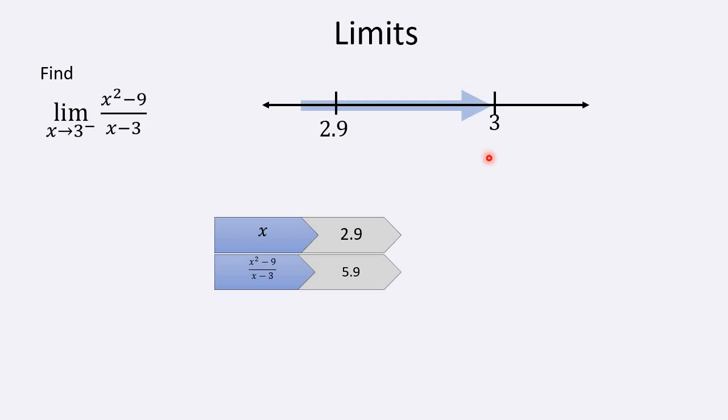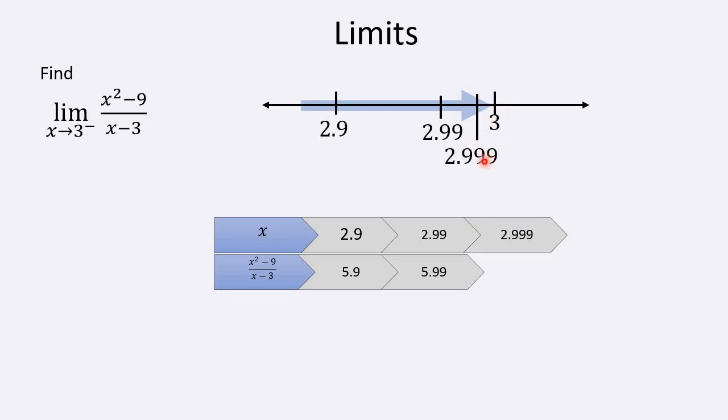Let's get another number even closer, because we're approaching 3. A closer number would be 2.99. When you plug 2.99 into the function, you're going to get 5.99. Let's get even closer. Between 2.99 and 3 would be a number like 2.999. When you plug 2.999 in here, you get 5.999. So it seems as the closer we get to 3, the closer the function values are getting to 6. So I would say that the limit as x approaches 3 from the left of x squared minus 9 over x minus 3 is equal to 6.